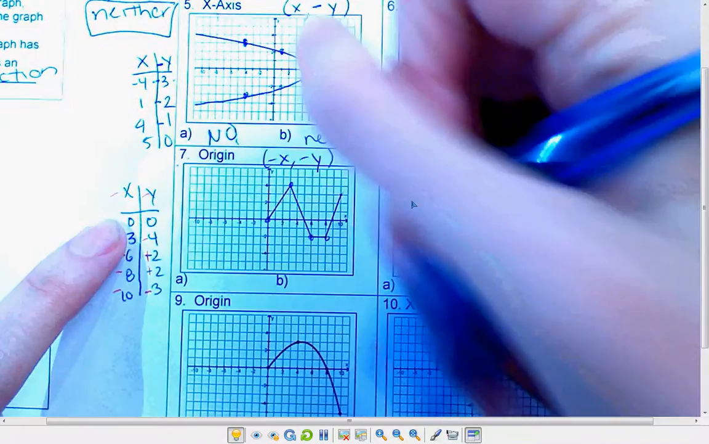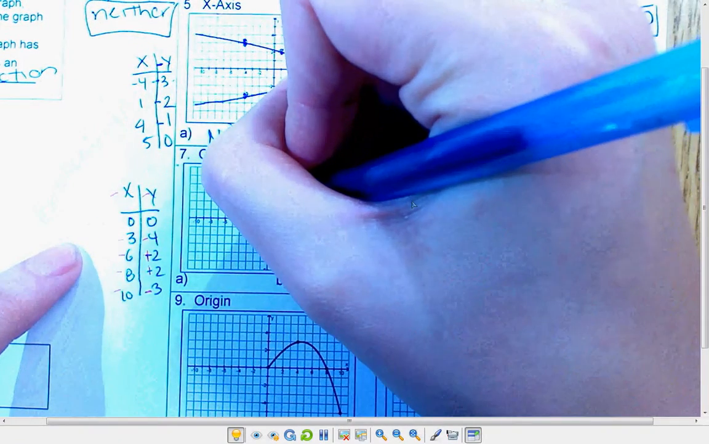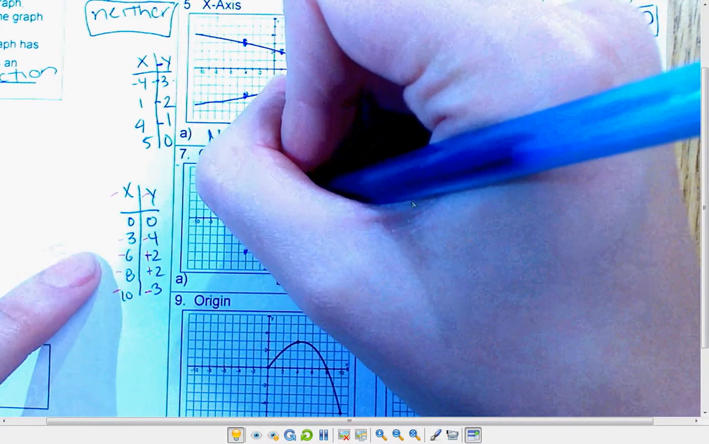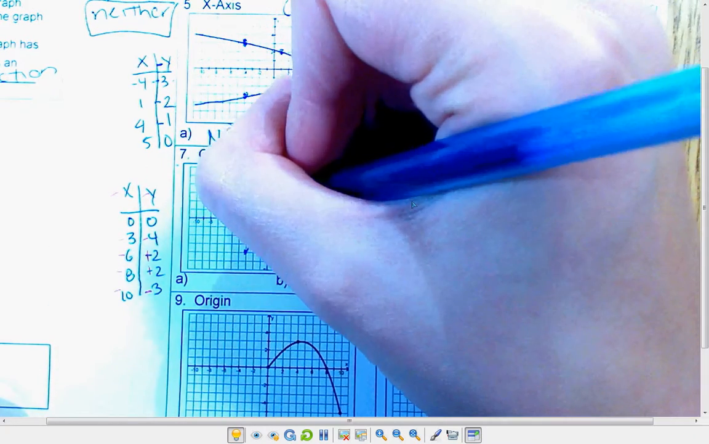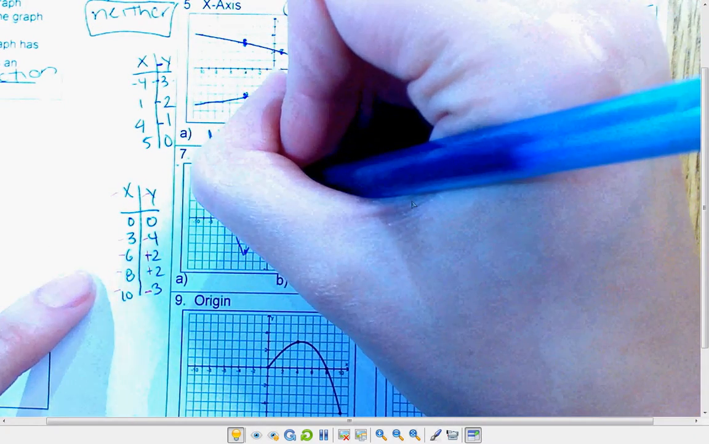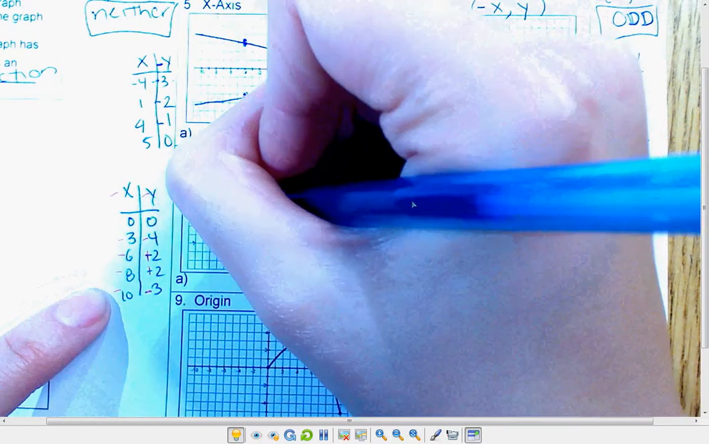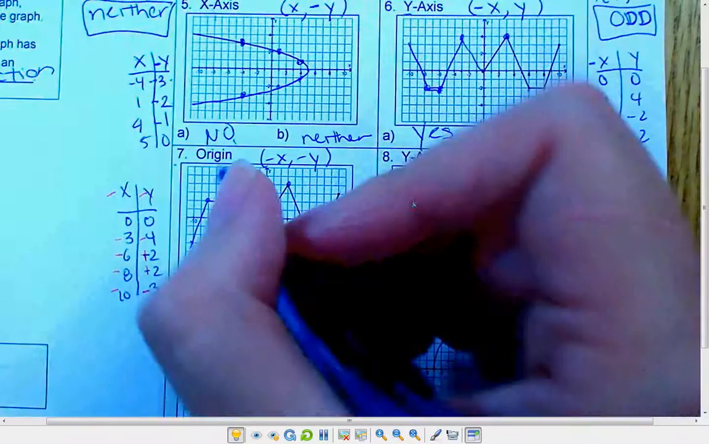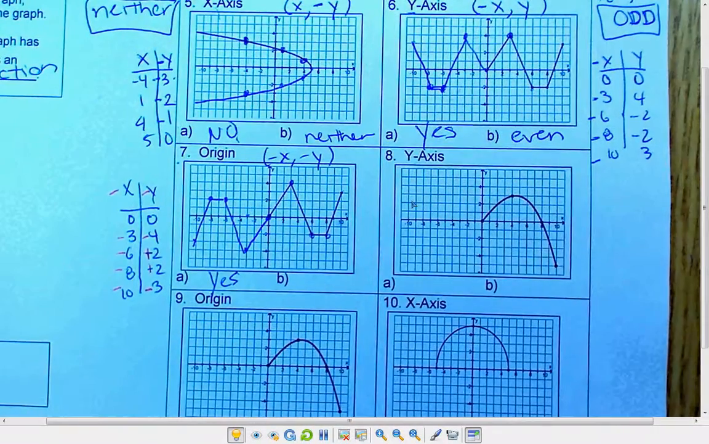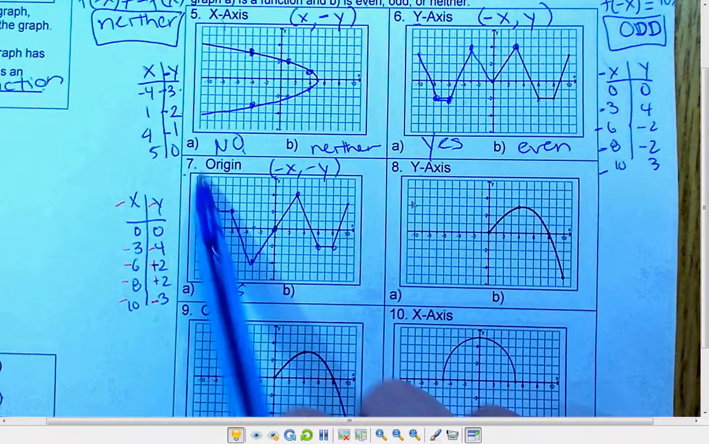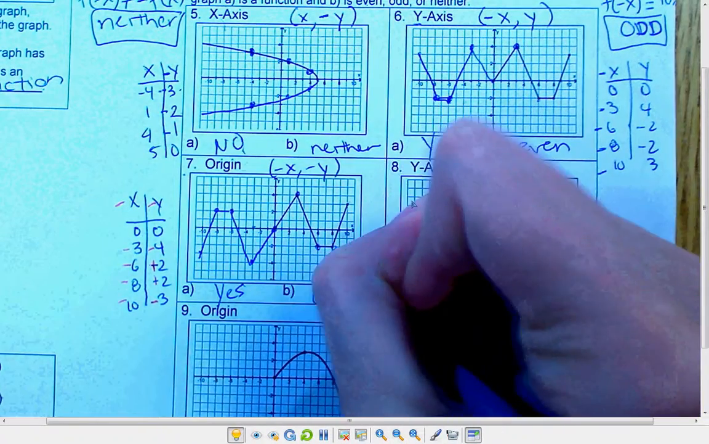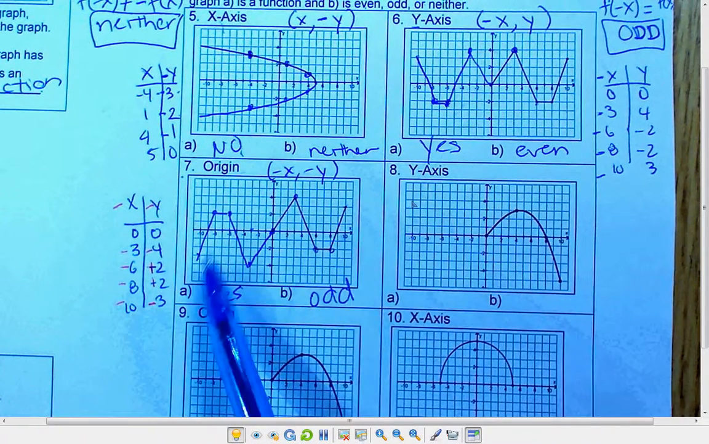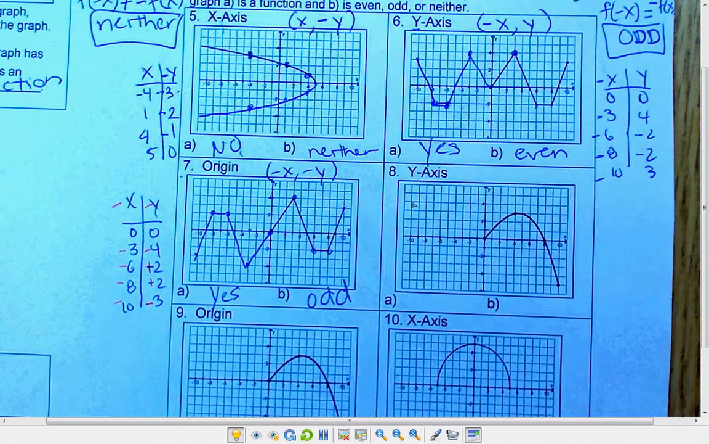So this is what I'm plotting. I got 0, 0, -3, -4, -6, +2 now because it's turned positive, -8, +2, and -10, -3. So this is what it looks like when it's been reflected across the origin. Is this a function? Yes, it is. The definition of even or odd, something that's reflected across the origin is an odd function, because odd is a function with symmetry about the origin. So that changes both your x and your y.